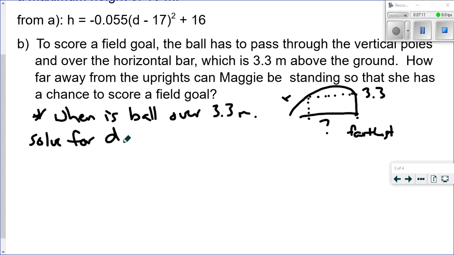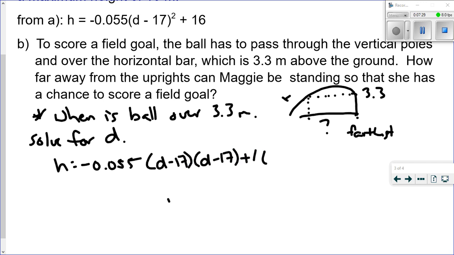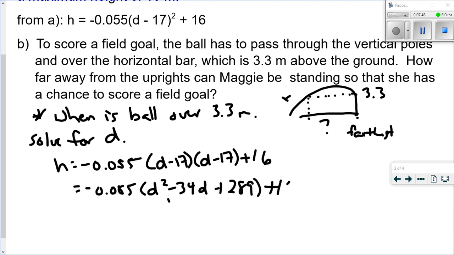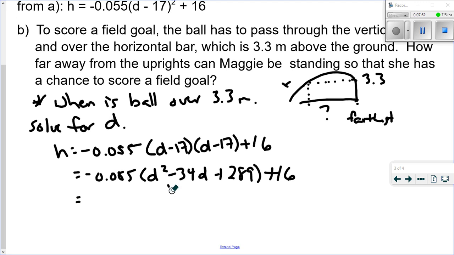So in this case, we're not looking for a maximum or a minimum, so we've got to solve for d. So we have to put this into standard form in order to make this work. Unfortunately, this is a long solution, so I'm going to cut a few corners here to try and speed things along. We'll get rid of that.